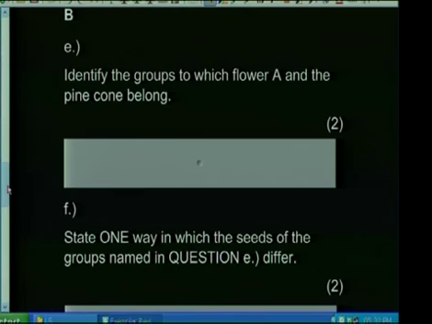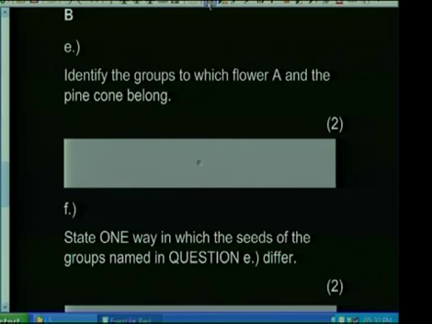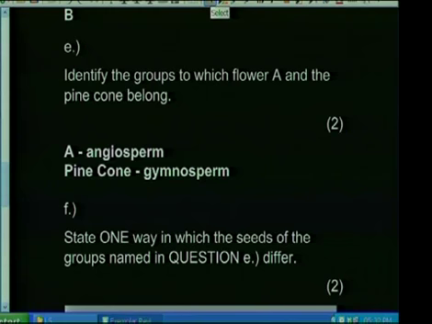B is correct. Identify the groups to which flower A and the pine cone belong. So the flowers, what group do they belong to? And the pine cone, what does it belong to? You needed to know your work, and if you knew your work, you would be able to say that the one belongs to angiosperms and the other one to gymnosperms.